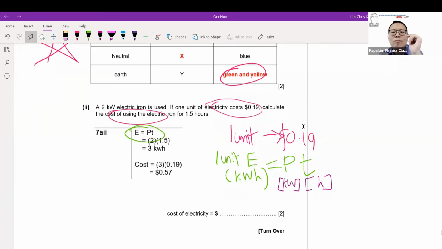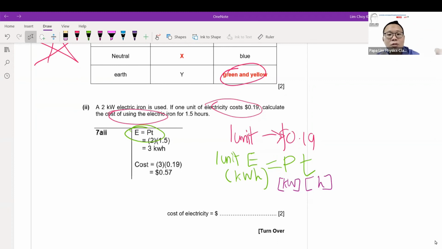So whenever we look at practical electricity, when we look at energy, we must know what units the energy has to be. If you look at costing, it always has to be in kilowatt hour, because the unit of one electricity unit is in terms of kilowatt hour. So the power has to be converted to kilowatt, and the time used has to be in hour.